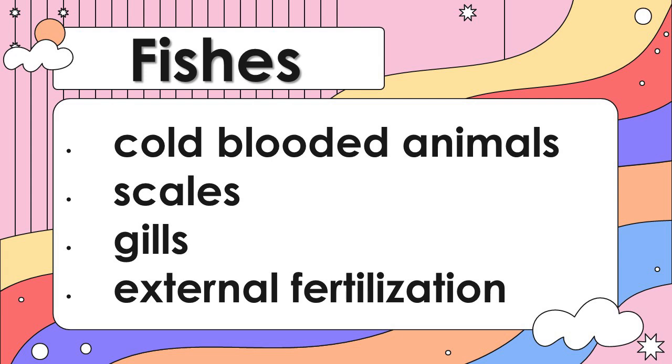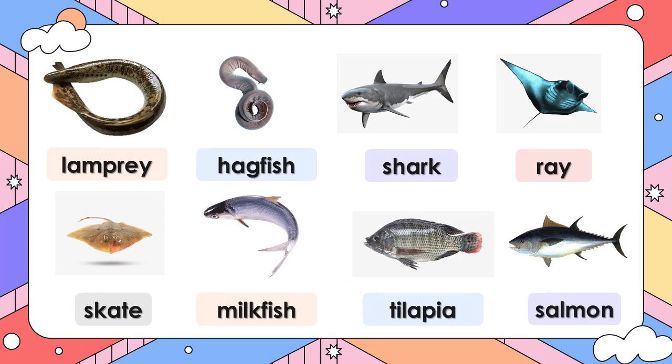Fishes are vertebrates that live in water. They are cold-blooded animals, which means their temperature changes depending on the temperature of their surroundings. Their body is protected with scales, they breathe through their gills, and they mostly undergo external fertilization. Some examples are lampreys, hogfishes, shark, rays, skates, milkfish, tilapia, and salmon.